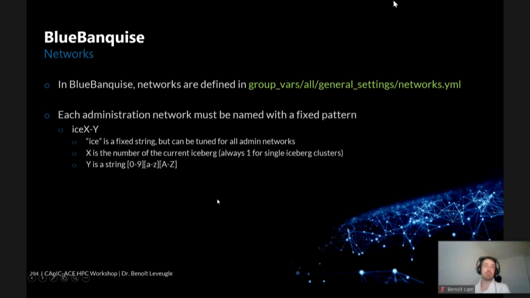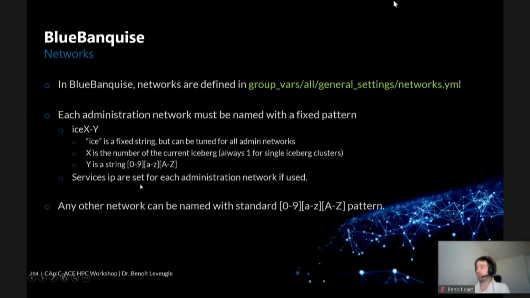You can name it what you want. So it can be called ICE1-production, and it's okay. You just need to be sure that you use ICE1, because you are not going, I think, to use multiple icebergs right now. It's a very advanced feature. Then service IPs are set for each administration network. We will see that later. So you can name it with the standard pattern. Don't use very specific characters.